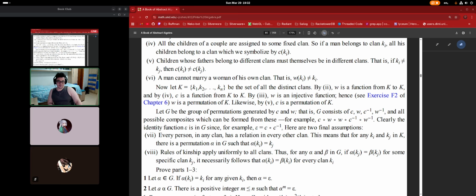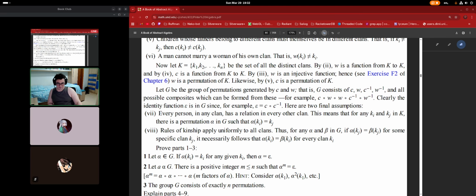Here are two final assumptions. Every person in any clan has a relation in every other clan. This means that for any chi i and chi j in K, there is a permutation alpha in G such that if you apply that, that's not really that surprising, right? Having a relation, like a relation can be whatever.